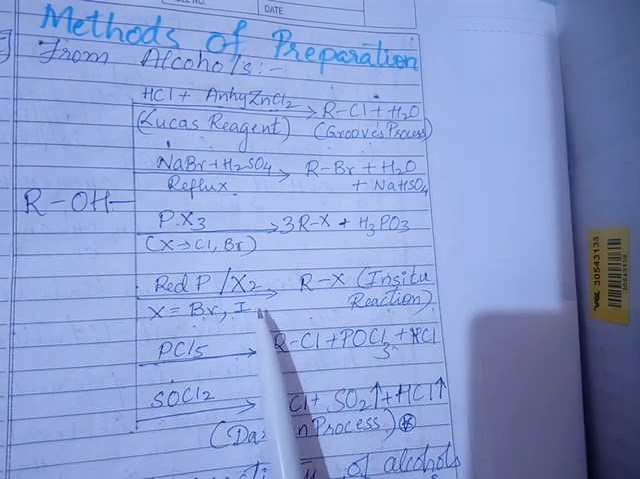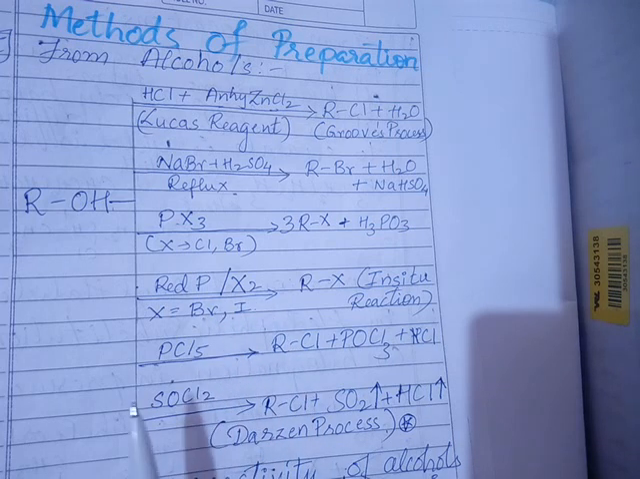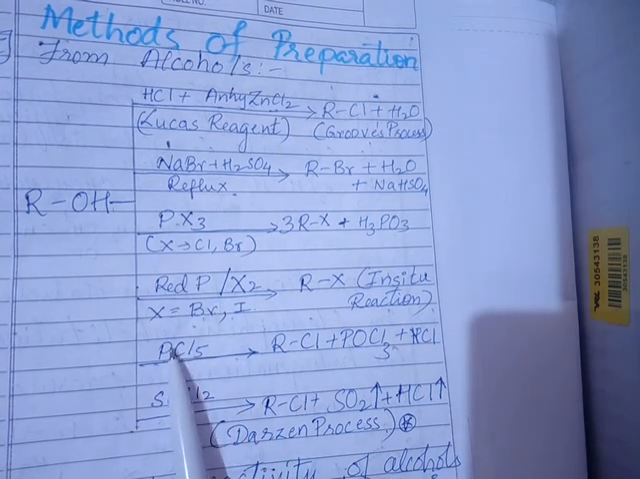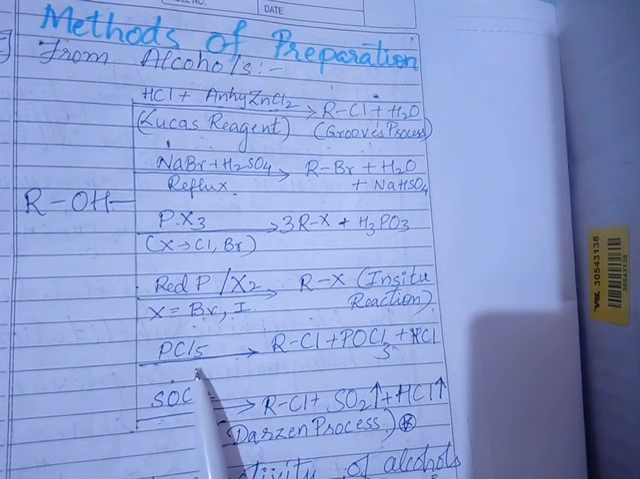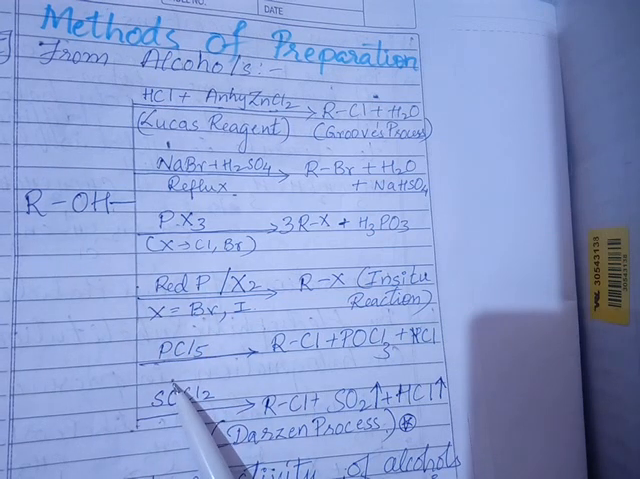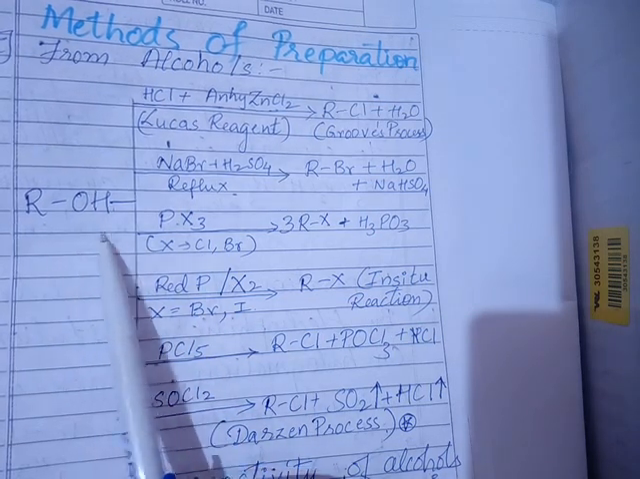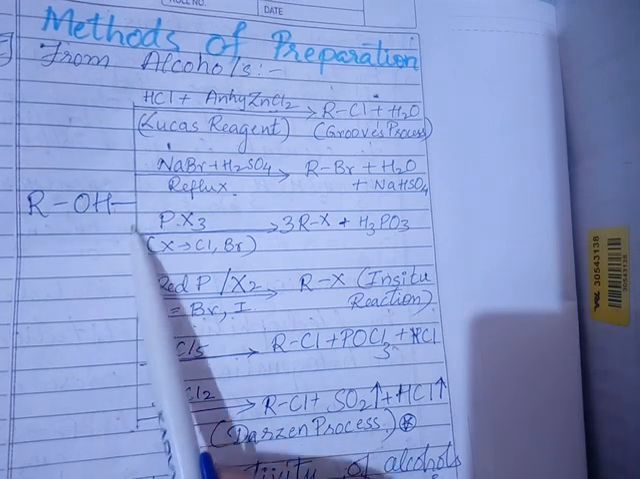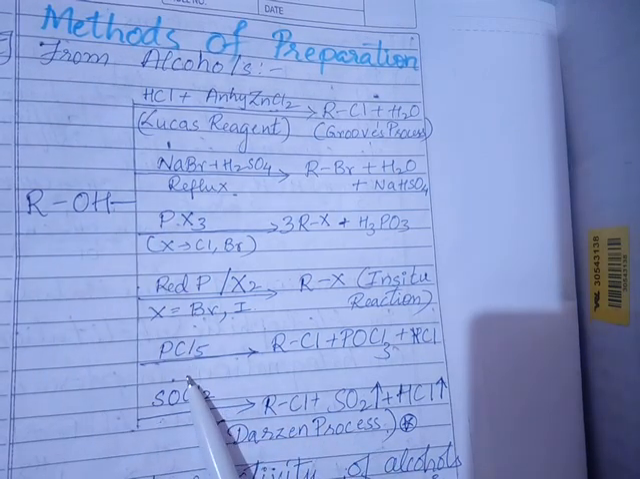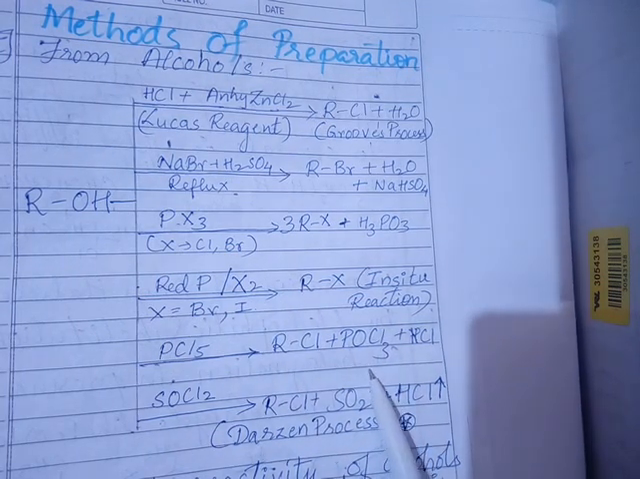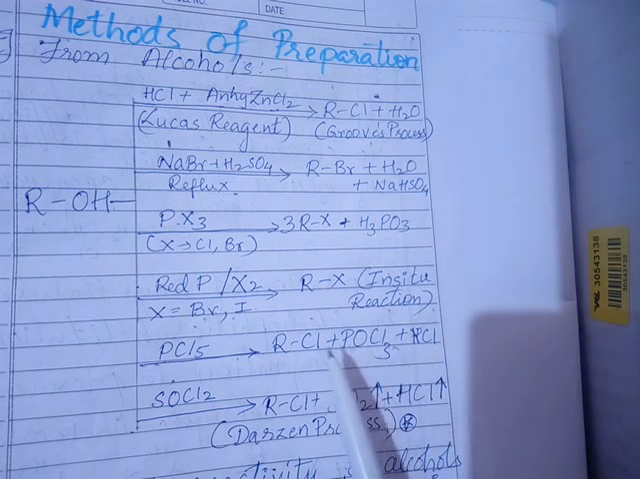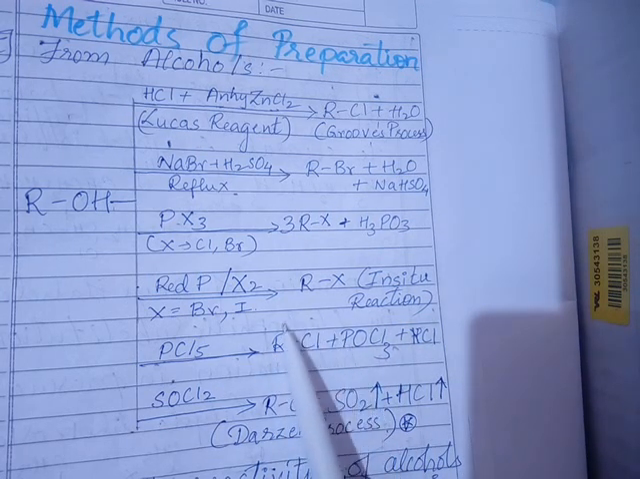So this is one more method. In the same way, we have one more reaction, that is instead of PX3 we are going to take PX5, phosphorus pentahalide, or you can directly take phosphorus pentachloride, PCl5. So here this PCl5 reacts with alcohol and again replacement of this OH is going to take place by the Cl. So it leads to the formation of what? RCl, phosphorus oxychloride, POCl3 and HCl.